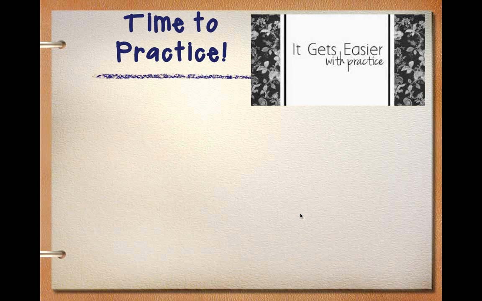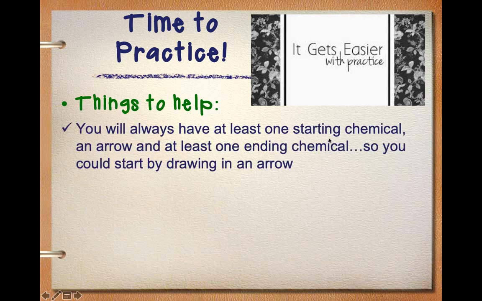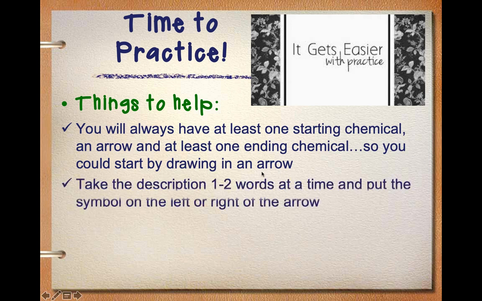Okay, now here's the tricky part. There are so many details and so many little things to think about, but I promise it gets easier with practice. So here's some things to help you. You're always going to have at least one starting chemical, you'll always have an arrow, and always at least one ending chemical. So I recommend you start by just drawing in an arrow, because then at least you've started. Then take the description like we did in those underlines, 1 or 2 words at a time. Put the symbol on the left or the right of the arrow until you've gone through the whole description. That's kind of a good place to start.